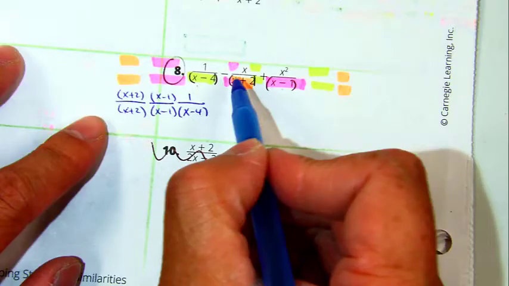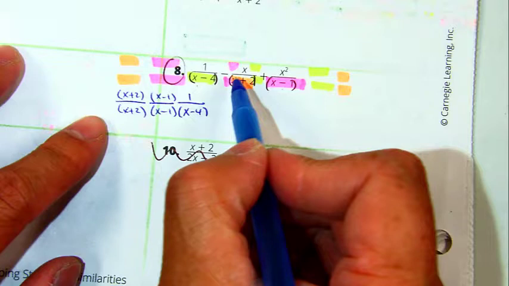This one is 1 over x minus 4. Did you guys notice how I use parentheses around binomials? The second term has a negative. You're going to have the pink, orange, and yellow. So pink is x minus 1, orange is x plus 2, and yellow is x minus 4.